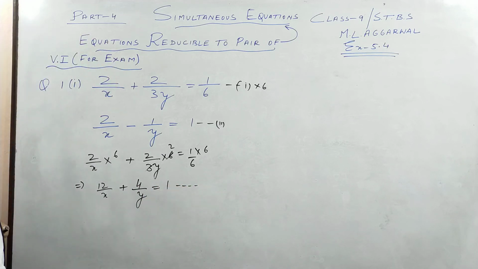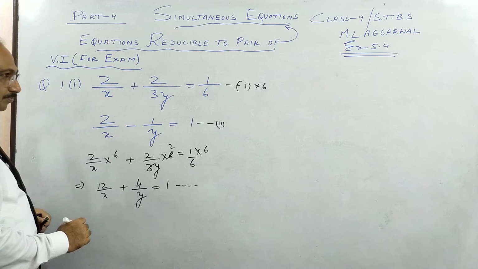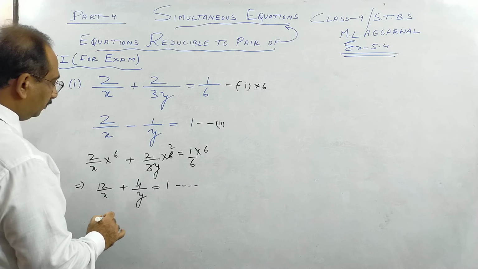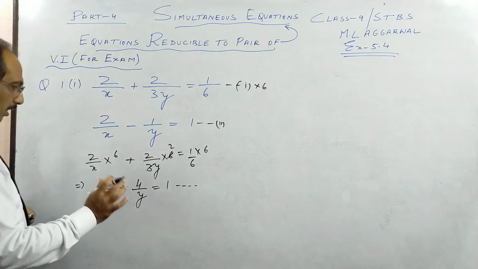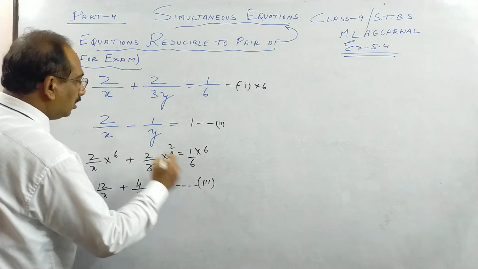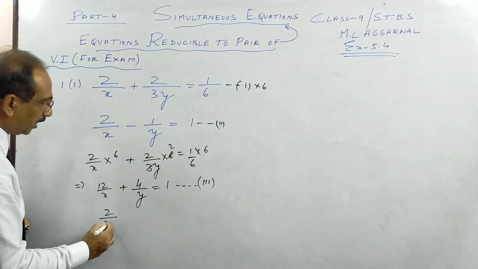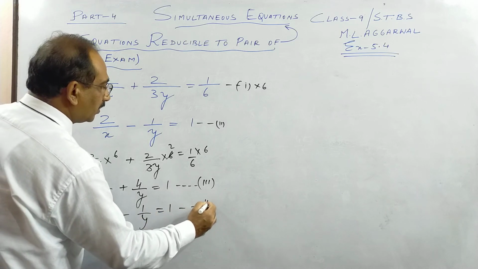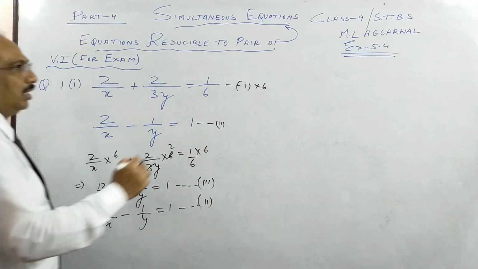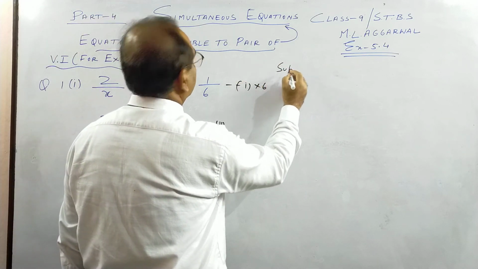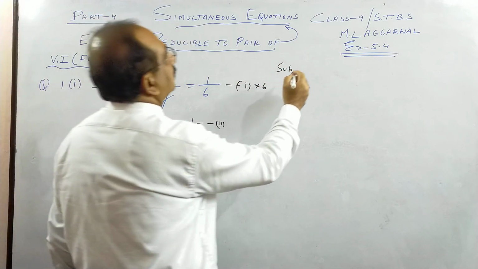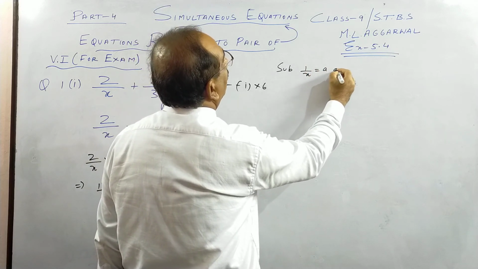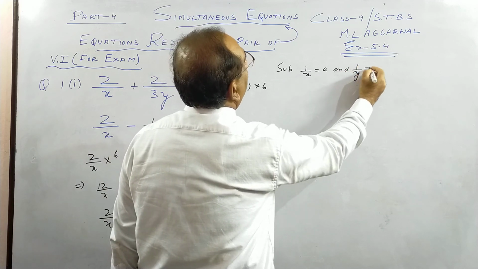Let this be equation 3. Then here we have 2 by x minus 1 by y is 1. This is equation 2 only; I have not done anything. Now let us substitute: write in place of 1 by x as a and 1 by y as b.